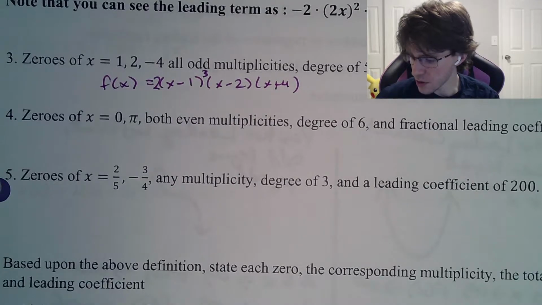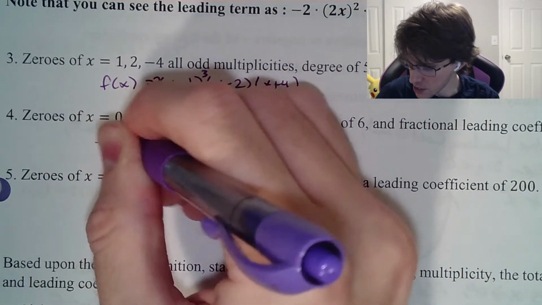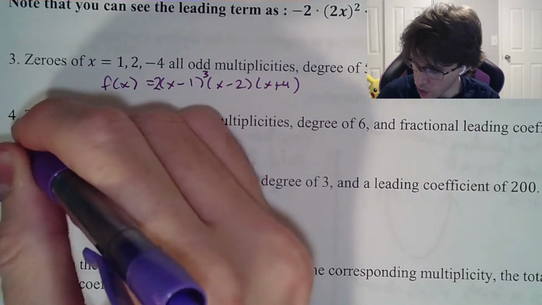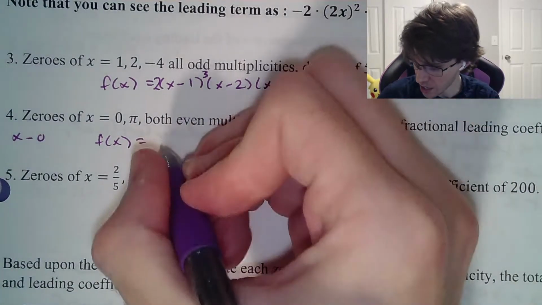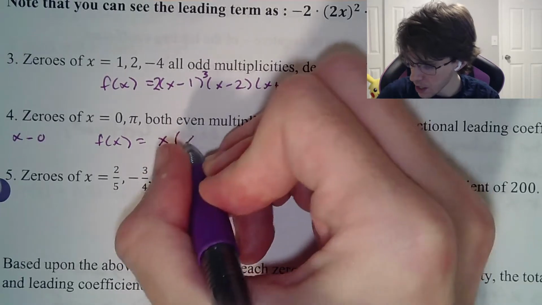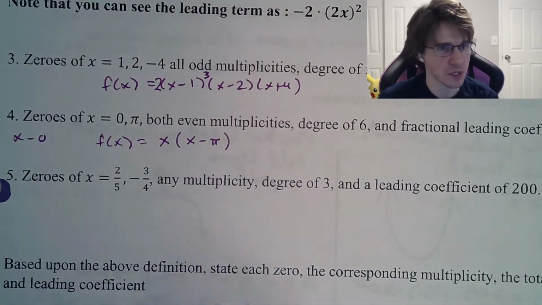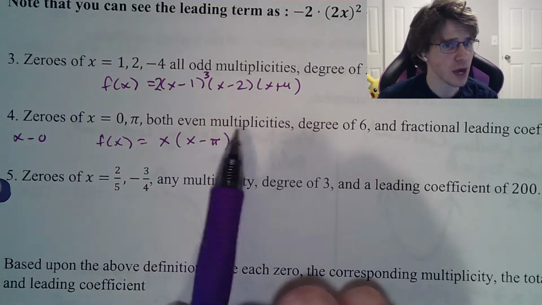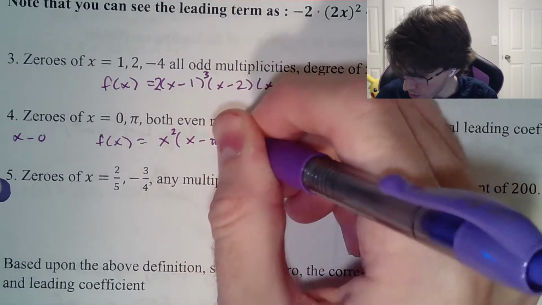Zeros of x equals 0 and pi, both even multiplicities, degree of 6, and a fractional leading coefficient. So here we're going to go ahead and get that f of x equals. And a lot of students want to write x minus 0. And I always ask them, why do you want to do that? Even though it's in the definition, x minus 0 is just x. Don't waste your time. Pi is also a 0, x minus pi. Both even multiplicities. So if I put them both at 2, that would work, but the problem is the degree is 6. So you need one of them to have a 2 and the other one to have a 4.